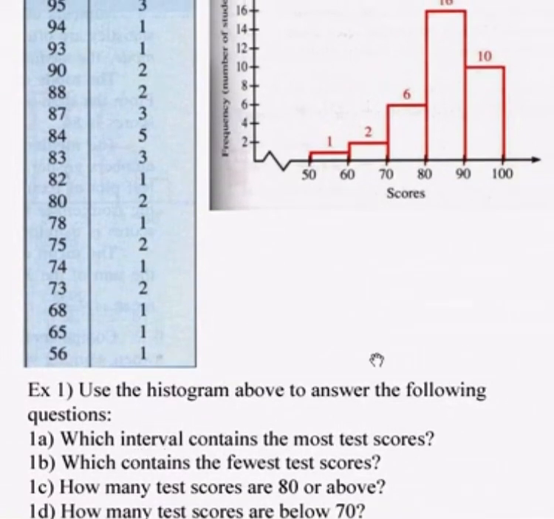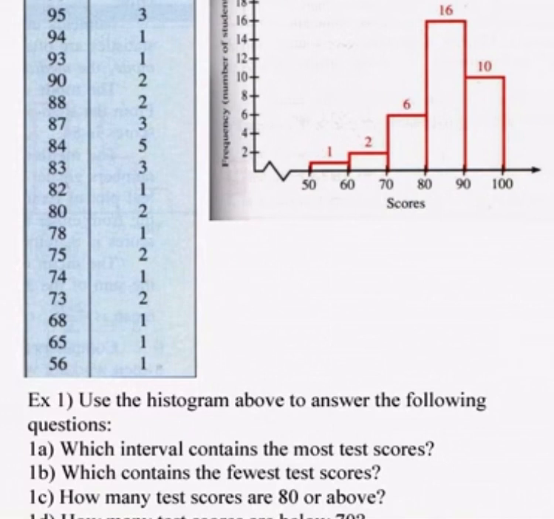So let's use the histogram above to answer the question. Which interval contains the most scores? Well, that should be pretty easy to determine. The 80 to 90 range has 16 students with scores in that range. Which has the fewest scores? Well, the 50 to 60 range only has 1 score in it.